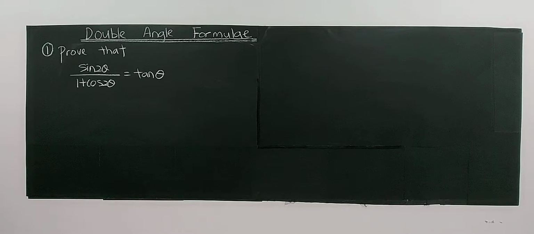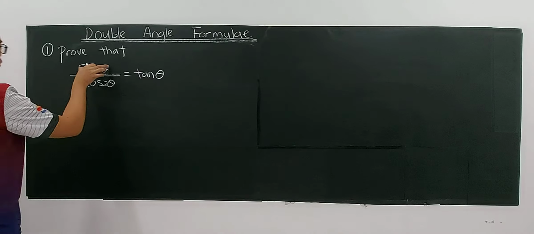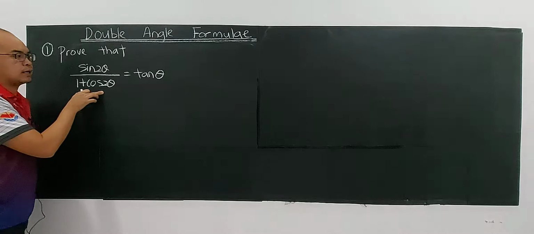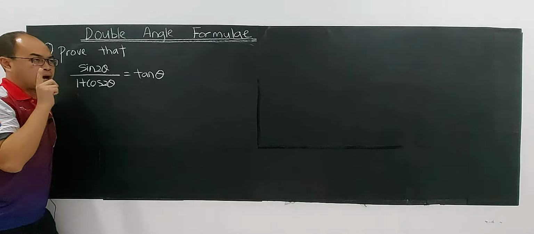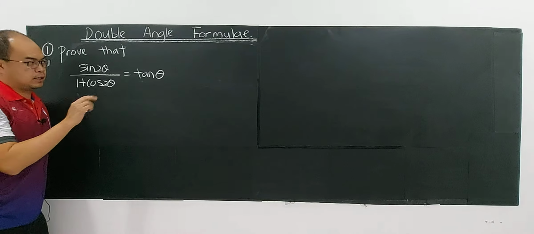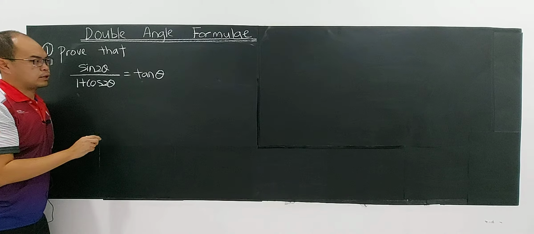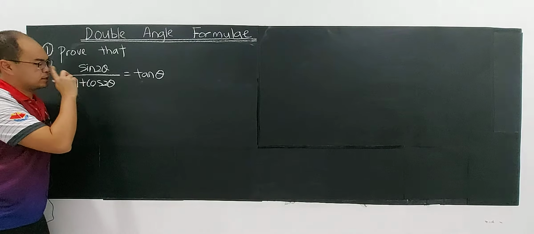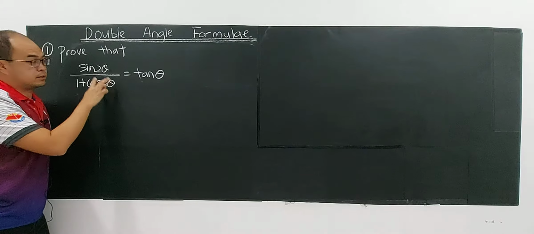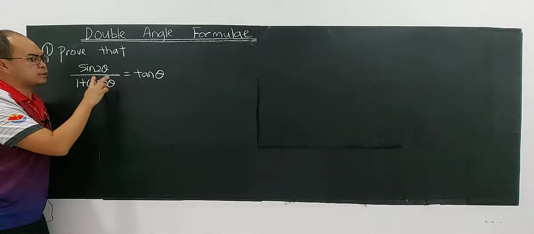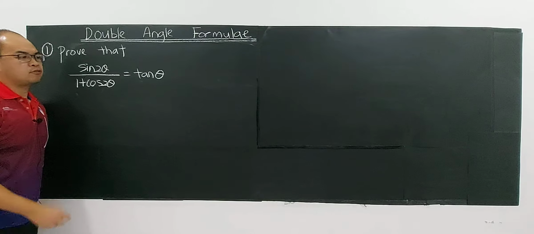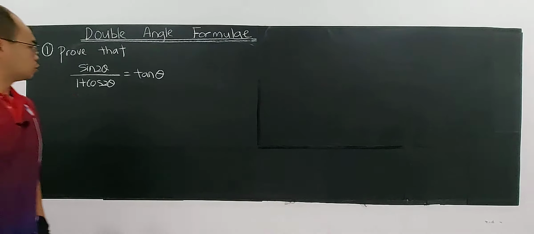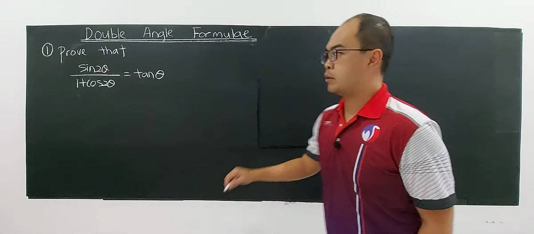For example, look at this one. Prove that sine 2 theta over 1 plus cos 2 theta is actually the same as tangent theta. So our target must be correct when we are proving an identity. First, you look at here. There is a double angle here, right? There's a double angle here. So how does a double angle become a single angle? It must be using the formula for double angle.